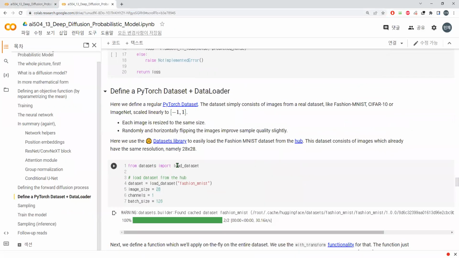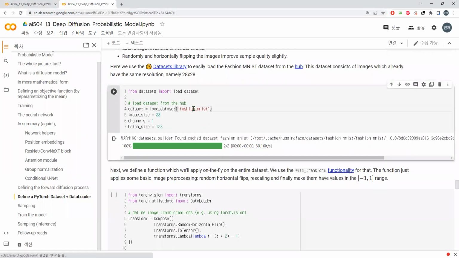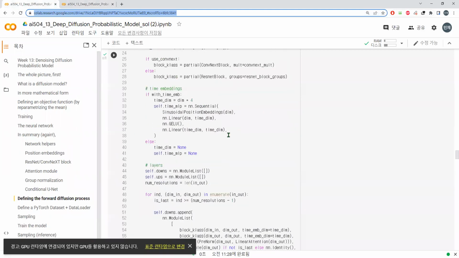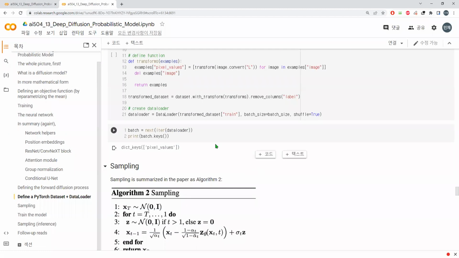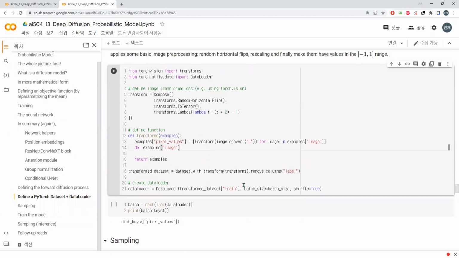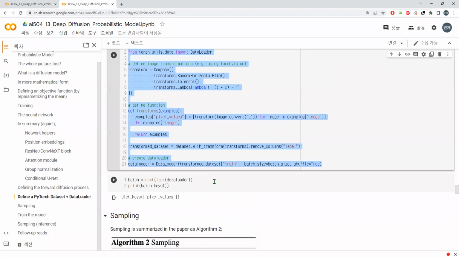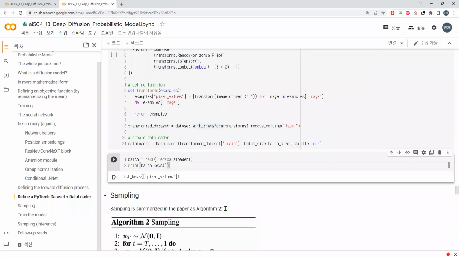This is for defining a PyTorch dataset and data loader, and the pre-processing process for the image dataset. So just run it. Where did I miss? Just run it. All of this is just pre-processing and preparing the dataset for training. So run it.